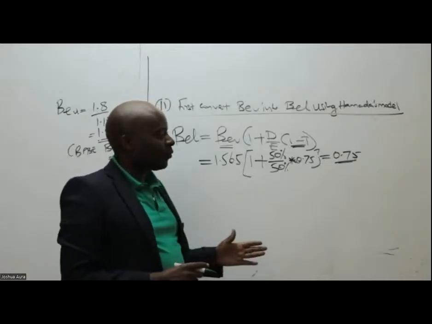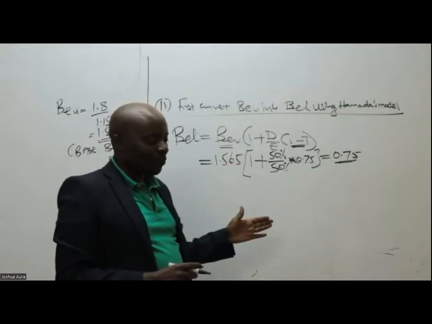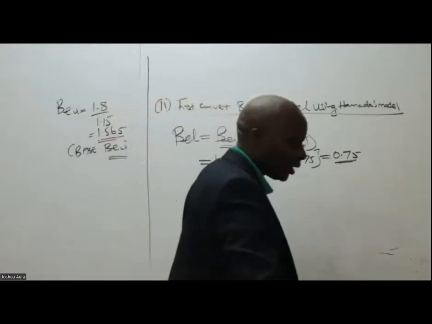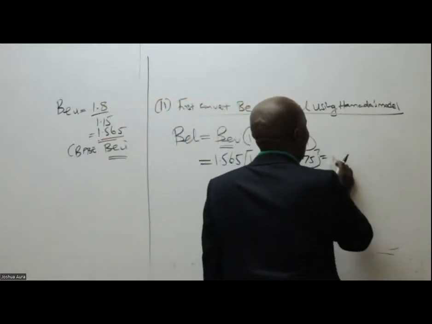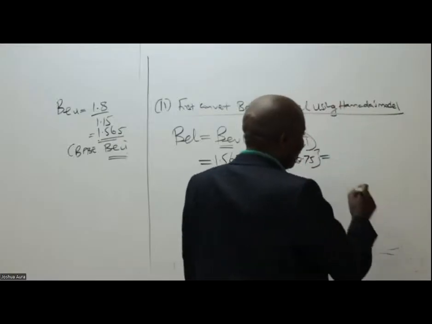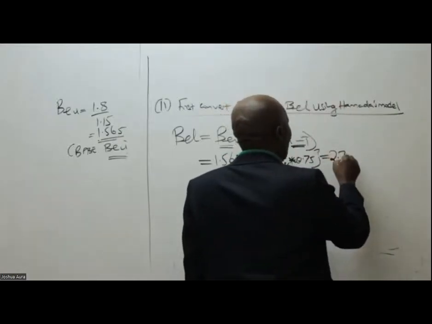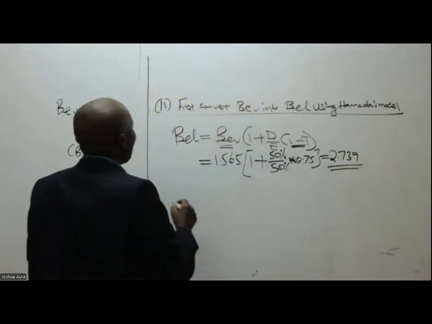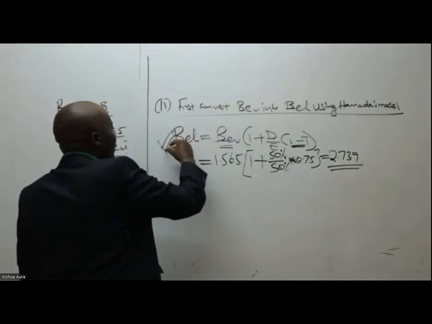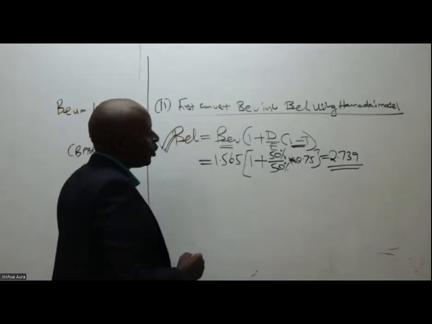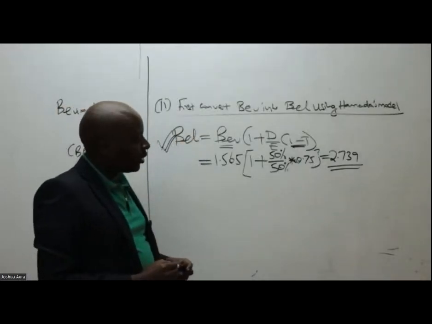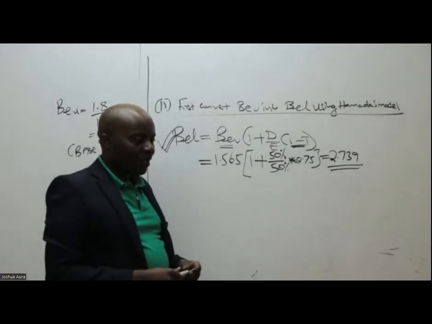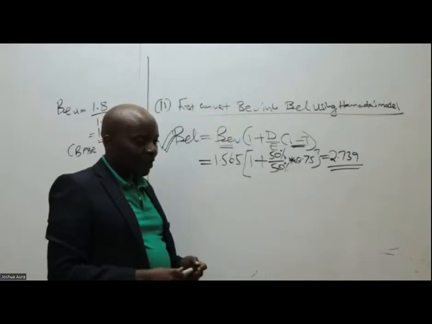So tax is 0.25, so it is 1 minus 0.25. Now give me the proper answer to write there. 2.739. So this is 2.739. Now, having gotten this BEL, having worked this out with Hamada's model, what do you think will be the next step? Naomi is getting quite a different answer.